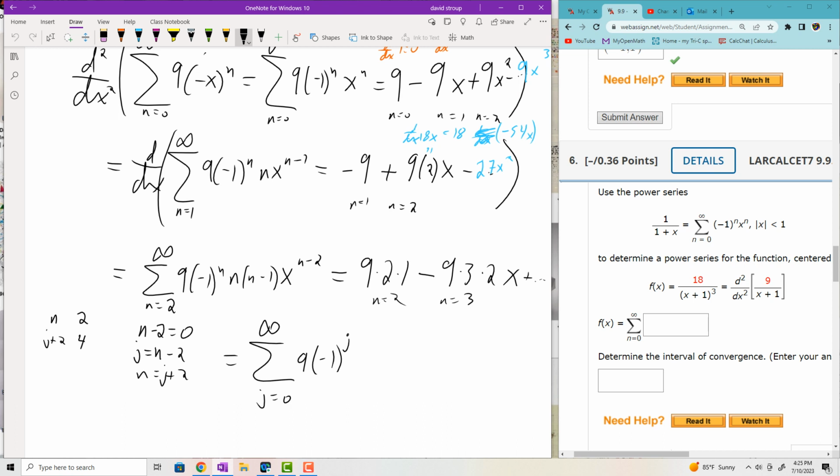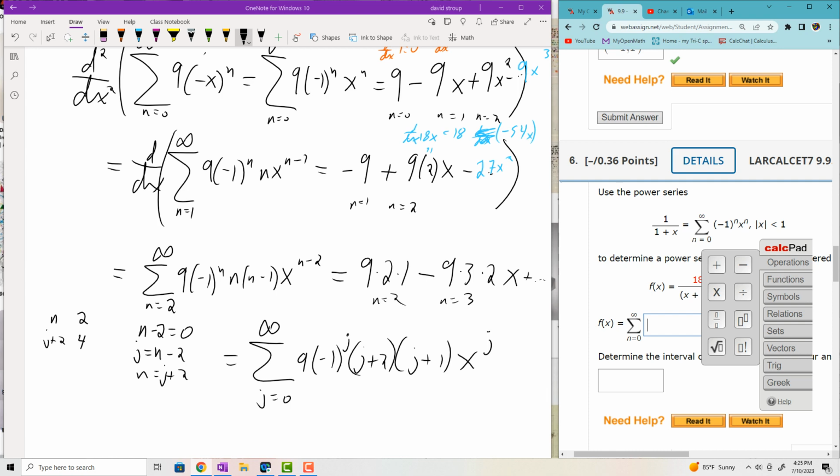If you don't believe me, you could do it the other way. I don't think the answer in the calculator will matter when you put it into WebAssign. Anyways, then you have, instead of n, you have j plus 2, and then n minus 1 will be j plus 2 minus 1, which will be j plus 1. And then x to the j plus 2 minus 2 will just be j. And then when you put it into your answer here, you're going to put n's instead of j's.